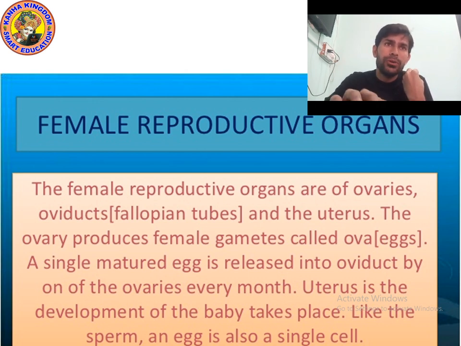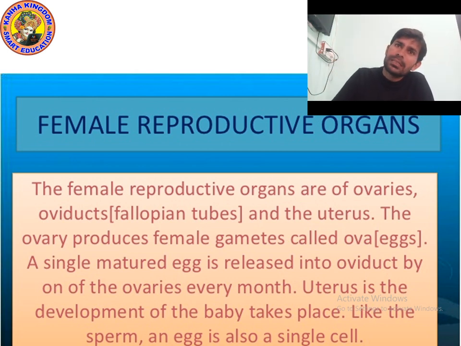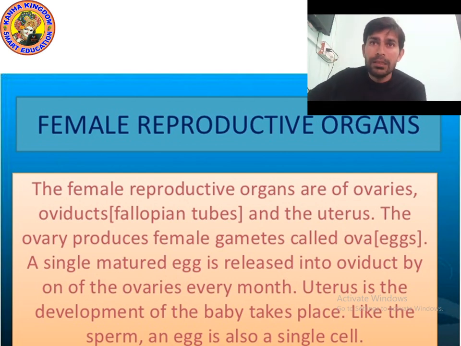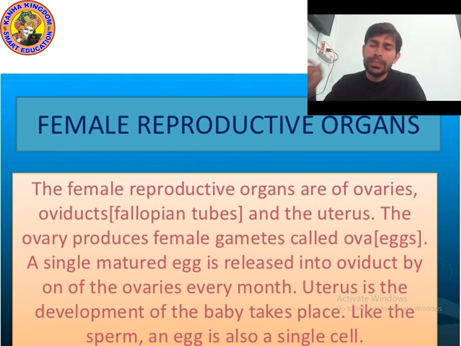Before we start, let's revise whatever we studied in the previous class. Female reproductive organ, you can see on the screen, has many different parts. It is made of the fallopian tube, which is actually known as the oviduct. Just below the oviduct, a pair of ovaries is present.